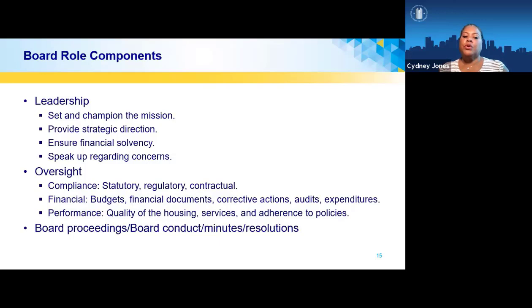So leadership, right? Through your leadership as a commissioner, the housing authority is really going to be able to create a positive impact on the community. Your job is to set and champion the mission as described in that 5-year plan that Margaret mentioned earlier. Also provide strategic direction, making sure that the agency is financially solvent, and also, making sure that the board is adhering to the community's values as well and speaking up regarding concerns.